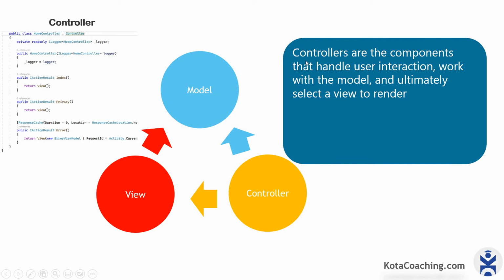And the controller, if you see, whatever requests come from the user first come to the controller. Controllers are the components that handle user interaction, work with the model and ultimately select a view to render. Here the controller will handle the request and work with the model with the appropriate business logic, and the controller will pass this data to the view.